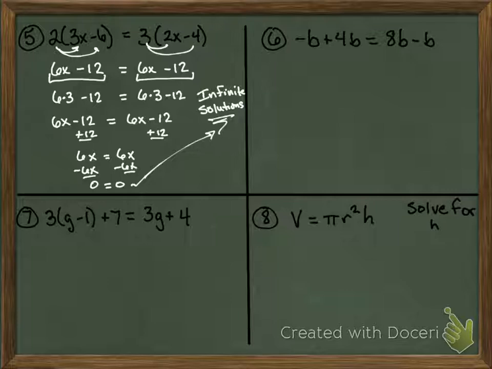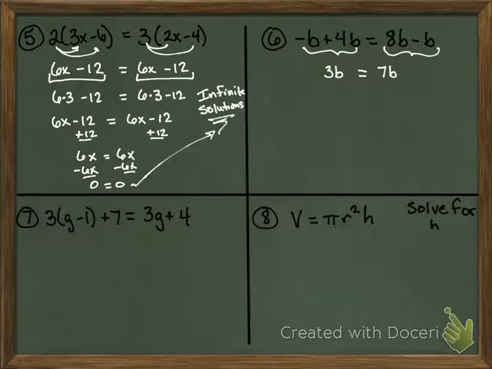Okay, let's look at number 6. So number 6 says negative b plus 4b is equal to 8b minus 1b. If we try to solve this one, let's combine our like terms here. Negative b plus 4b is a positive 3b, equal to 8b minus 1b, which is 7b.